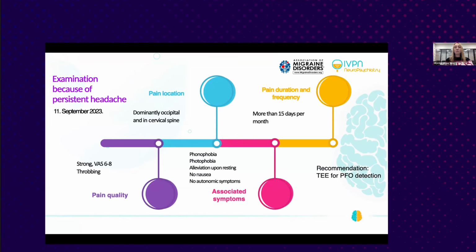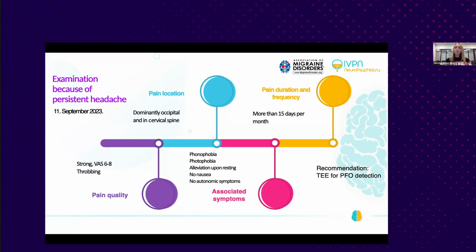She came to see me on September 11th. Why? Because ever since then, she has had a daily strong VAS 6 to 8 throbbing headache. She has changed, her quality of life has dropped so much. Where was it located? Dominantly occipital, bilateral, and in the cervical spine. Were there associated symptoms? Yes, phonophobia and photophobia. She felt alleviation upon resting. One should take note that it was not lying down, just resting and being still. She had no nausea and no autonomic symptoms. Her pain duration was obviously lasting more than 15 days per month.